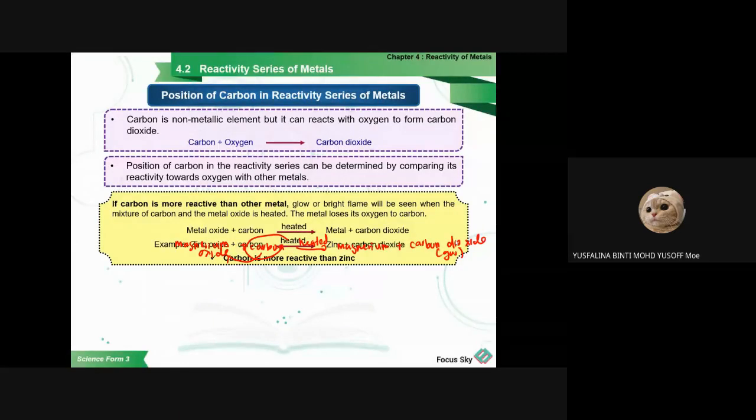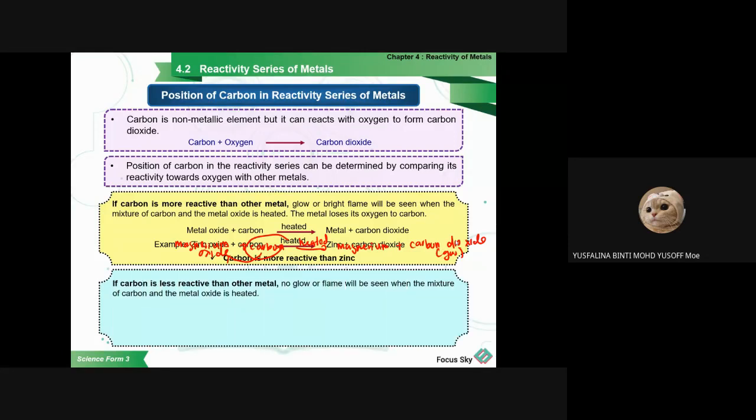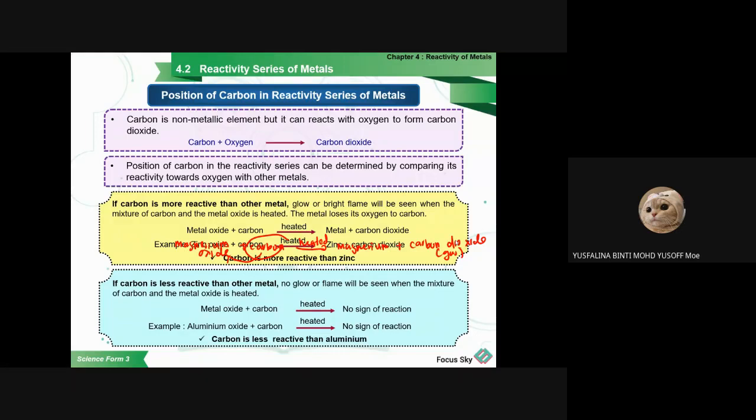If they can take away the oxygen from the metal oxide, it means they are more reactive than the metal. If the carbon is less reactive than the other metal, no glow or flame will be seen when the mixture of carbon and the metal oxide is heated, so there is no reaction and nothing changes. For example, aluminium oxide plus carbon: when you heat it, there is no sign of reaction, no flame and no glow. That means the carbon is less reactive than aluminium.